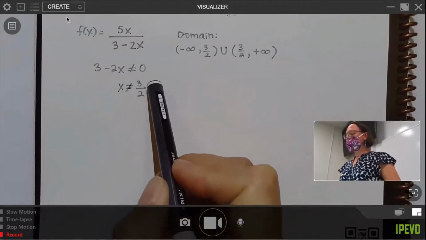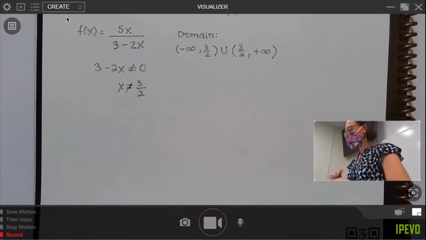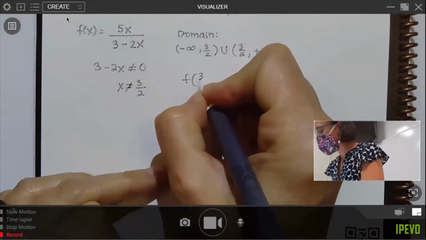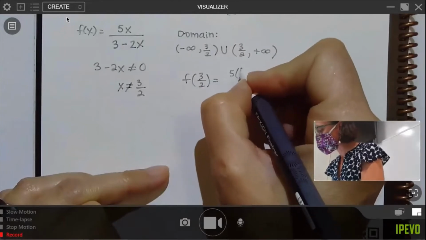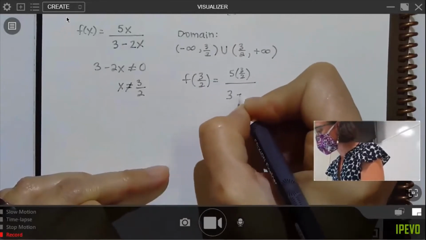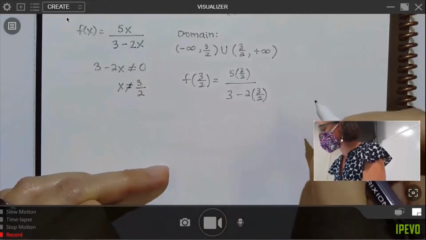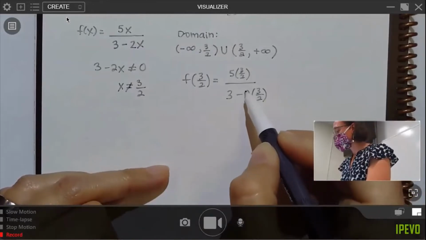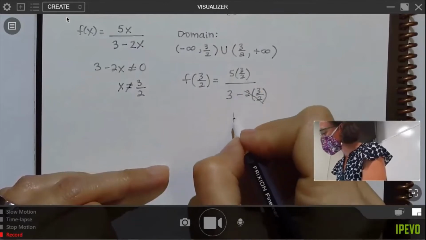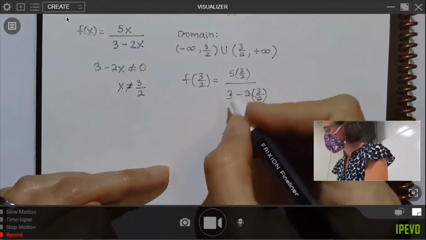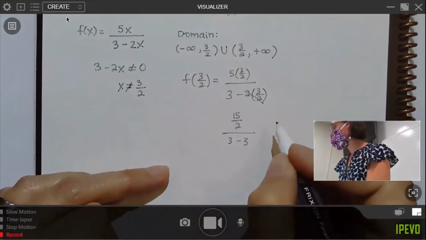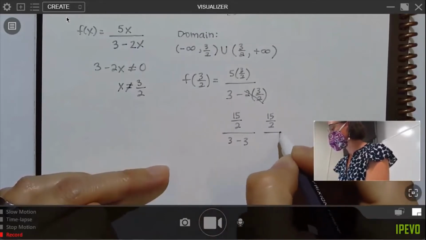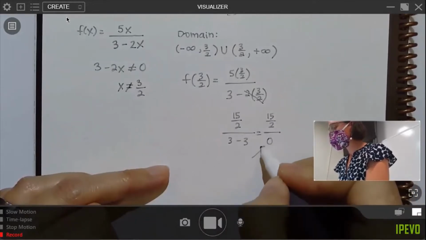Like, why can't I put in 3 halves? So if x is equal to 3 halves and I stick that in here and I try to find what f of 3 halves is, that would look like 5 times 3 halves divided by 3 minus 2 times 3 halves. So in the denominator, when I start working through the numbers, the 2 over 2 is going to cancel here. On top, I'd have 15 halves. And on the bottom, I'd end up with 3 minus 3. So now I've got 15 halves divided by 0. And that's the problem right there.